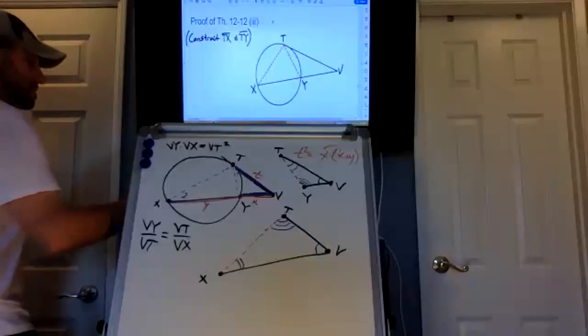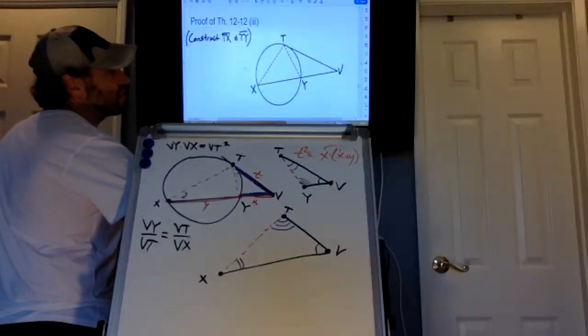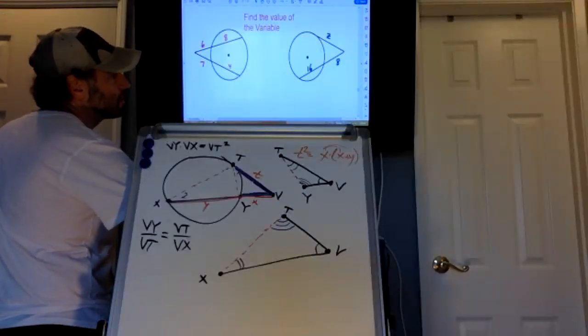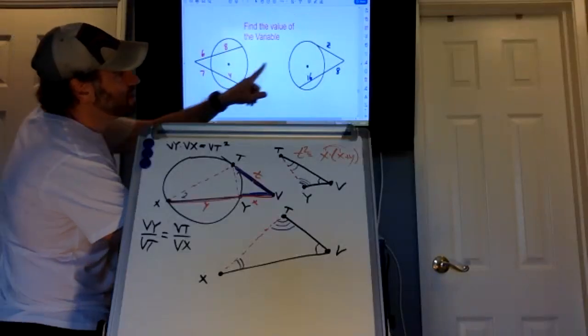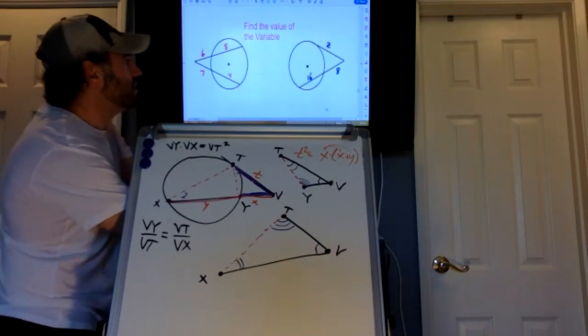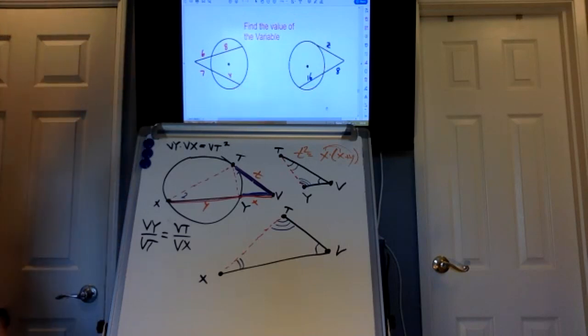Let's apply it. Let's go. You got through the hard part. Now the application is the easy part. Go ahead and find the value. This is a Y. And over here, that's a Z. Find the value of Z. And this is what the problems look like.